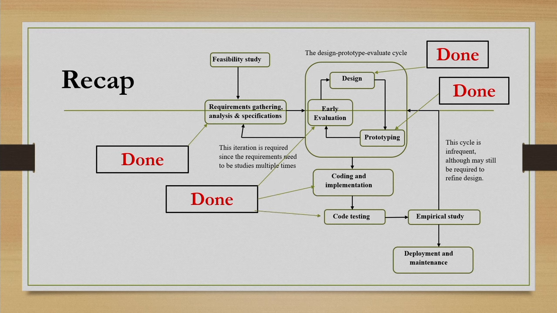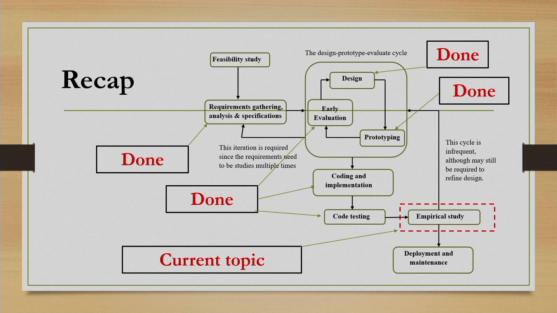Next, we covered the code testing phase. There we learned about different ways to test our code, to find out bugs in the code and to come up with an error-free code. Currently, we are discussing the next stage, that is the empirical study stage. We have already covered basic concepts of the stage and we are going to continue our discussion on the empirical study in this lecture as well.